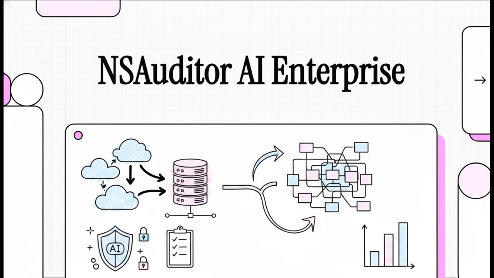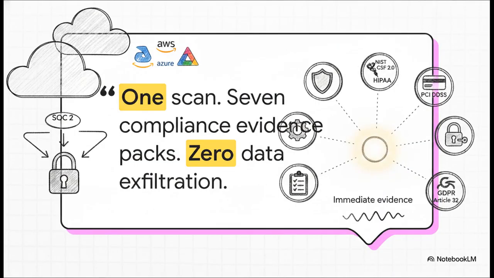Let's be real. If you've ever been through a grueling multi-framework security audit, you know it's a painful, fragmented sprint, right? But what if you could fundamentally change how your enterprise handles compliance? Today, we're diving into an explainer on NSAuditor AI Enterprise. It's a tool built to radically streamline that whole reality for security and compliance decision makers. And it all starts with this ultimate promise. Turn your AWS, Azure, or GCP account into immediate auditor-ready evidence across 7 major frameworks.